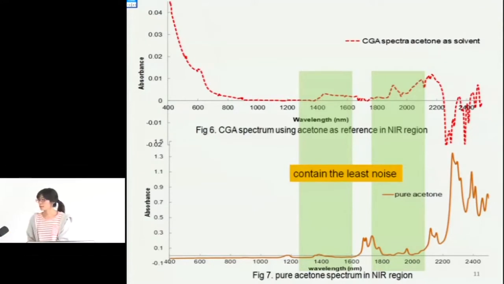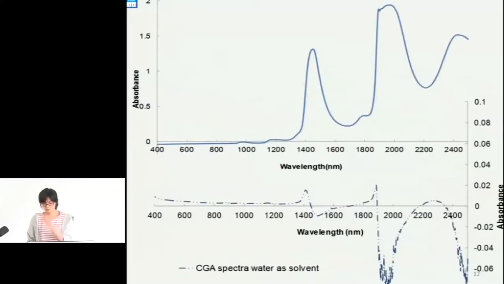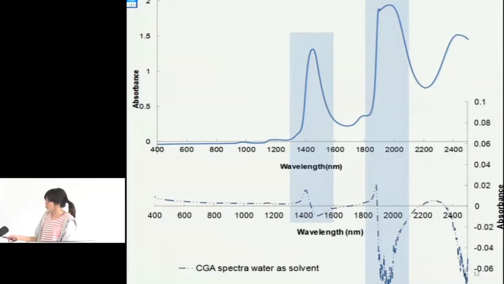Then, in order to extract the accurate CGA spectrum, I combine the CGA spectra I get from using water as a solvent and acetone as a solvent. Then I will show how I combine the spectrum. This is the CGA spectrum we get from using water as a solvent. We already know that in these two regions, it contains a lot of noise because of water's strong effect.